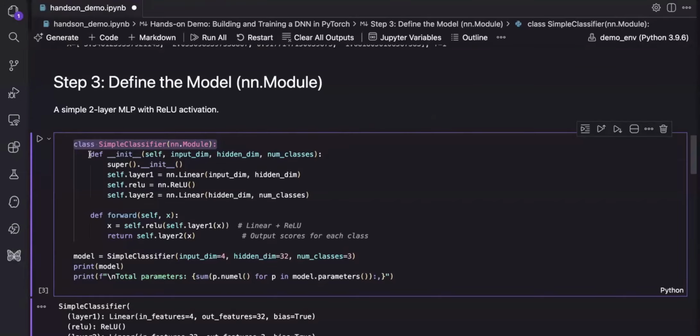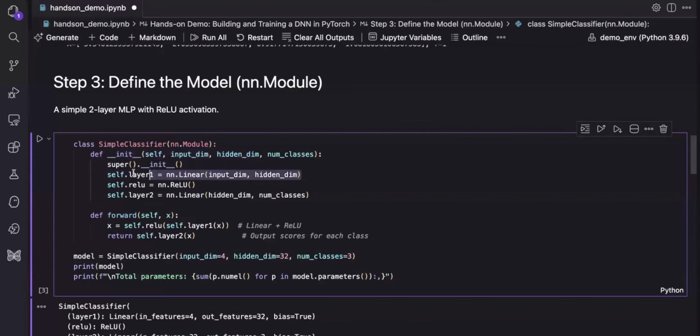Then we have this def __init__ line. The constructor takes three arguments instead of hard coding the sizes. This makes the class reusable. You can instantiate a different size network just by passing different numbers. Notice that the constructor is where we define the layers, not the computation. We are just declaring the pieces here.